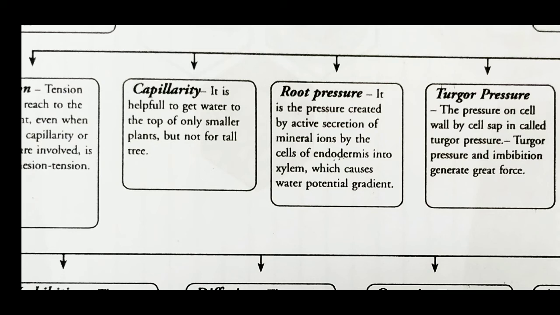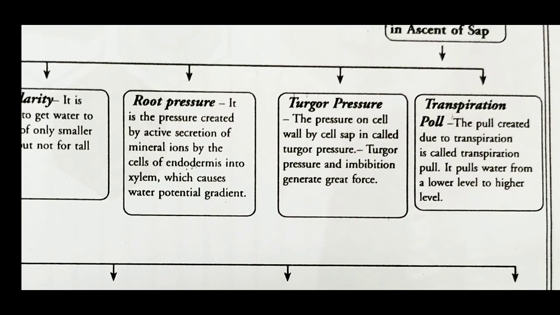Then the other thing which helps the ascent of sap is the turgor pressure. The pressure on the cell wall by cell sap is called turgor pressure, or the whole turgidity. When you put a cell inside any kind of concentration, like water or a mixture of sugar, a force is acting on the cell wall.